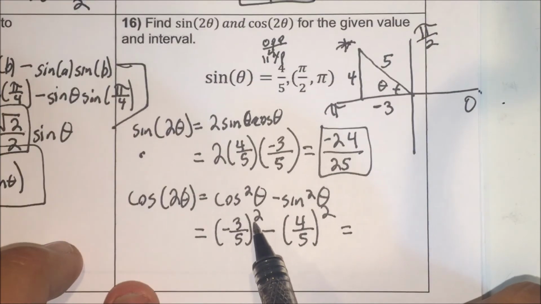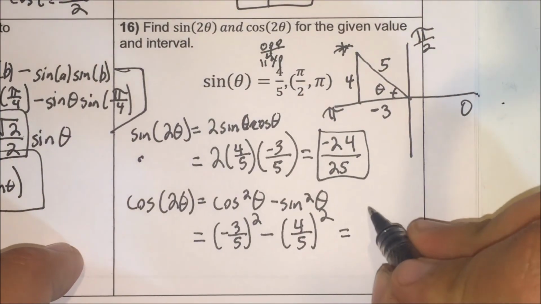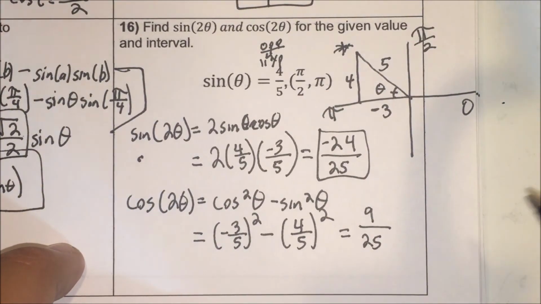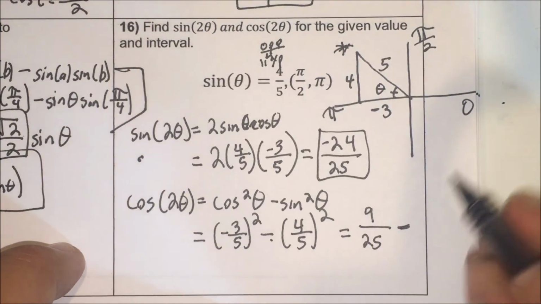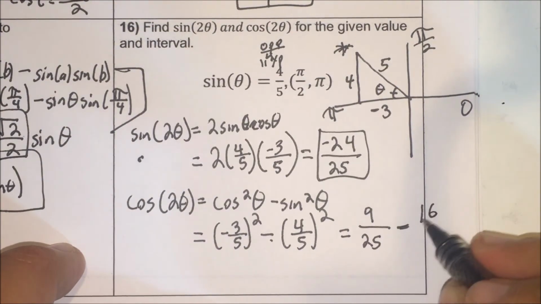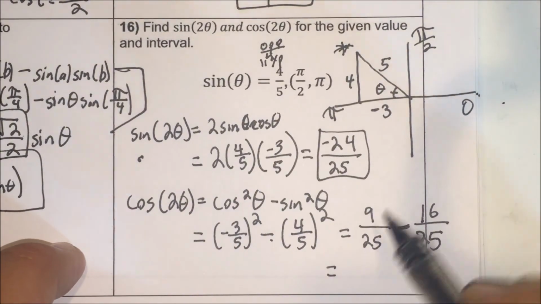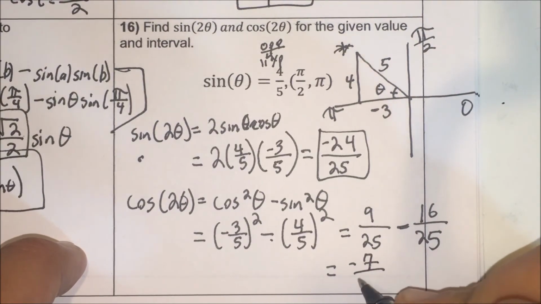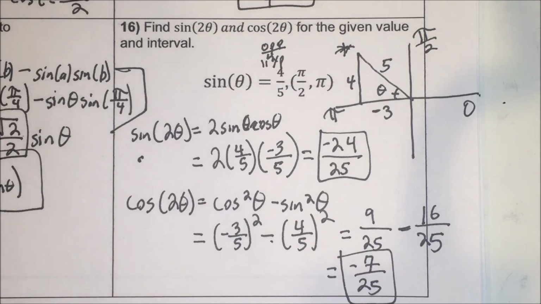So remember, when you're squaring a fraction, you want to do both the top and bottom. So 3 squared is 9, 5 squared is 25, and because you're squaring a negative, the negative just goes away. Minus 4 squared is 16, 5 squared is 25, and 9 minus 16 is -7, and then we have the 25 as our common denominator. So those are our answers there.